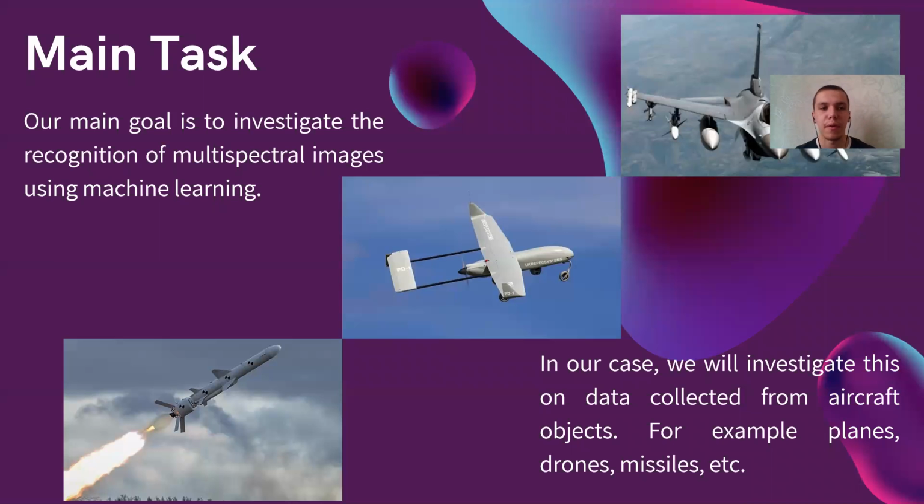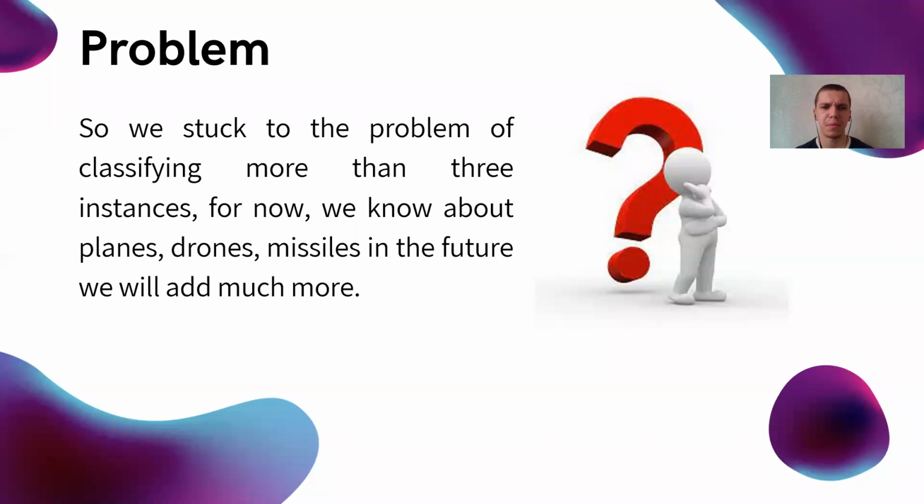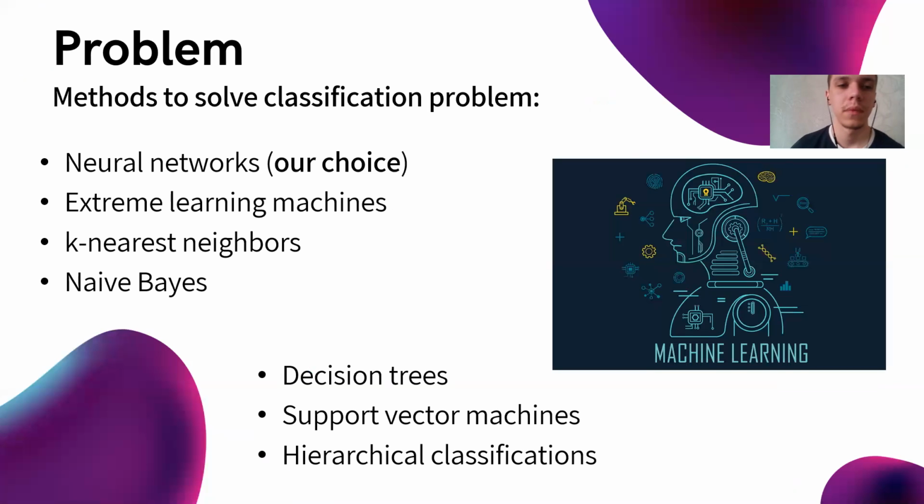The main task of our project. The main goal is to investigate the recognition of multispectral images using machine learning. In our case, we will investigate this on data collected from aircraft objects, for example, planes, drones, missiles. The main problem that we're stuck on is the problem of classifying more than 3 instances. For now, we know about planes, drones, and missiles, and in future, we will add much more.